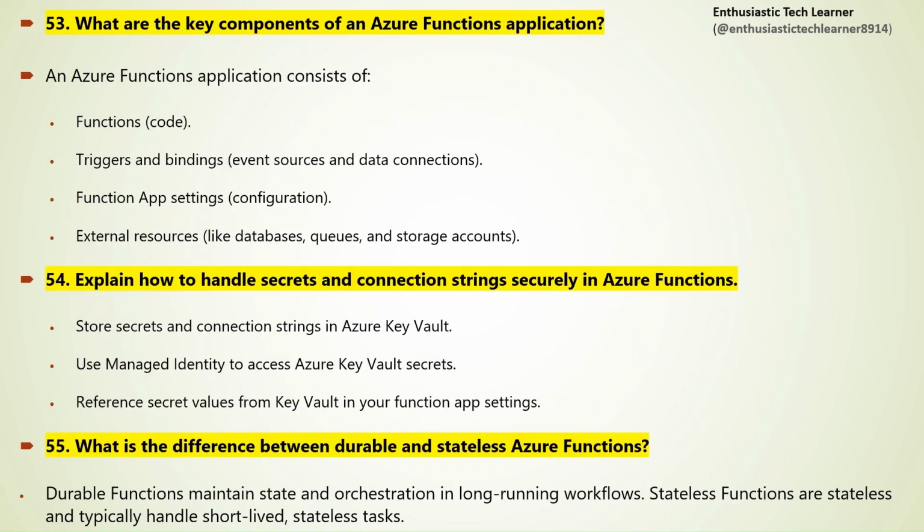What are the key components of an Azure Functions application? An Azure Functions application consists of function code, triggers and bindings, event sources and data connections, function app settings, configuration, and external resources like databases, queues, and storage accounts.